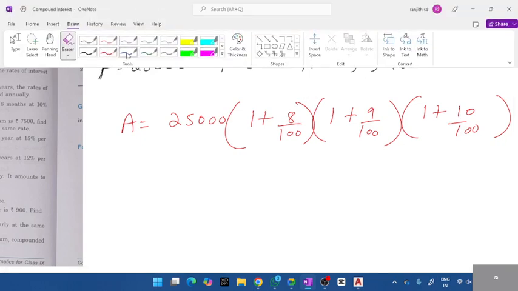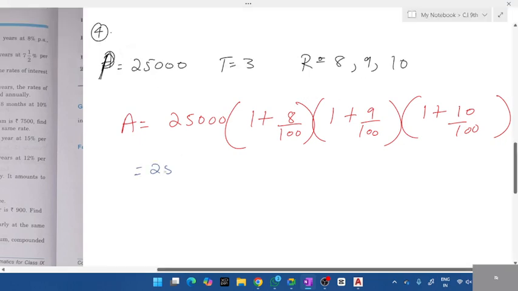Complete this, students. Take LCM and solve this. 25,000 into LCM. Yeah, the third one is for the homework group. The same pattern, but for the third one, how many rates do we have? How many years? Two. So that will be easy to solve.